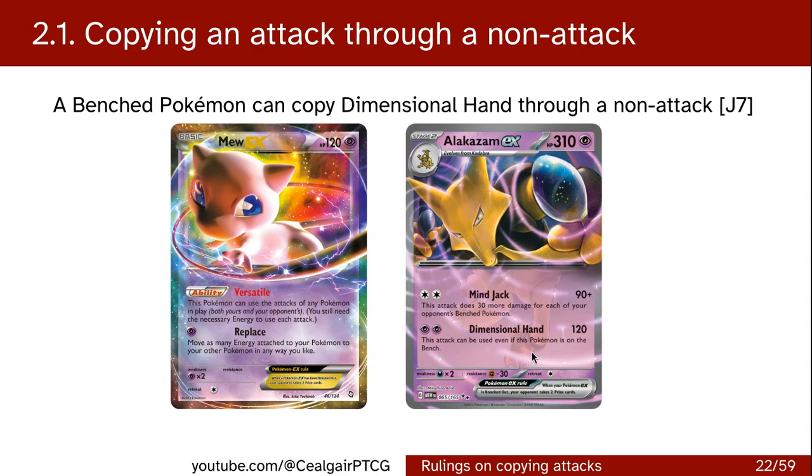Here's the Alakazam EX I was mentioning earlier. A bench Pokemon can copy Dimensional Hand through a non-attack. Dimensional Hand is the attack that says this attack can be used even if this Pokemon is on the bench. So if we have a Mew EX, uppercase EX, which has the versatile ability which allows it to use Dimensional Hand, then Mew EX can use it even when Mew EX is on the bench.